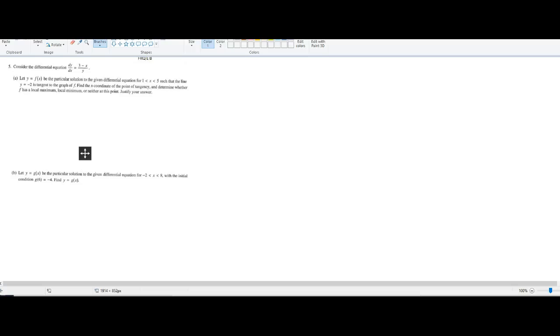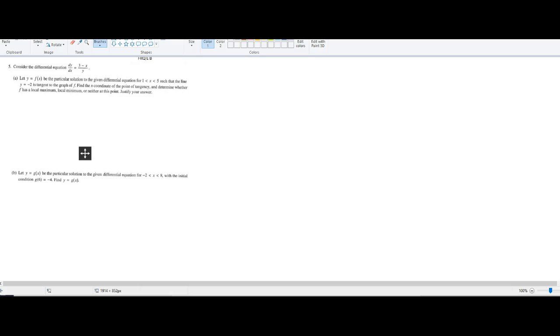Okay, so here we go. I've got here: consider the differential equation. That must be a particular solution. Given the differentiation such that the line at y equals -2 is tangent to the graph at f. Find the x-coordinate of the point of tangency. Determine whether it's a local minimum, local maximum, or neither at this point.